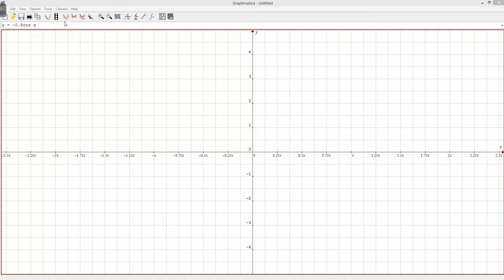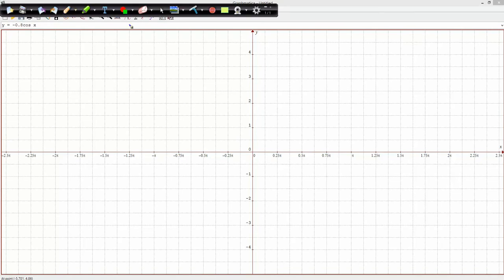So what we're going to do today is have a look at essentially what happens if we were to put a number in between the cosine or sine function and the x. So what do I mean by that? Let's put an example down.